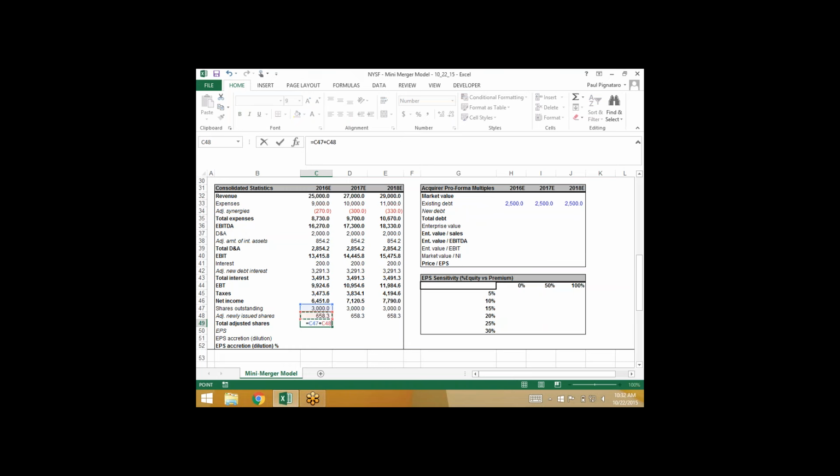Giving us total adjusted shares of 3658.3. And then we can calculate the EPS, right? Net income divided by shares. So 176,195, 213. Make sure you get that. 213 in 2018. EPS is 213. Anybody not getting that wants to check some formula somewhere?